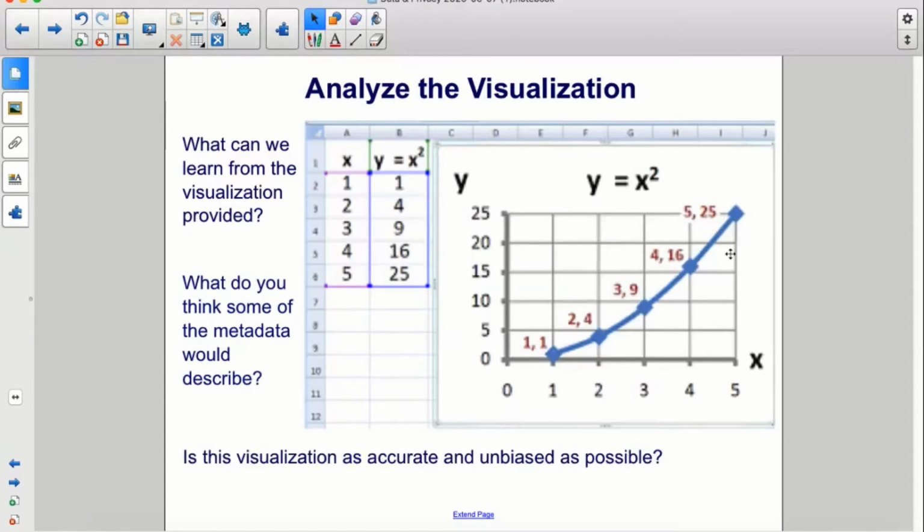Here we have a graph of y equals x squared. What can we learn from the visualization provided? What do you think some of the metadata would describe? Is this visualization as accurate and unbiased as possible?